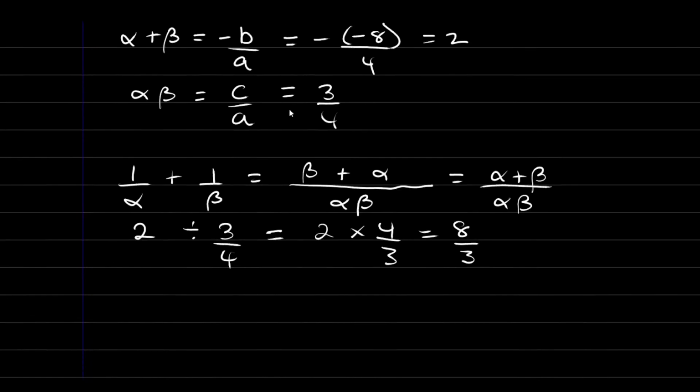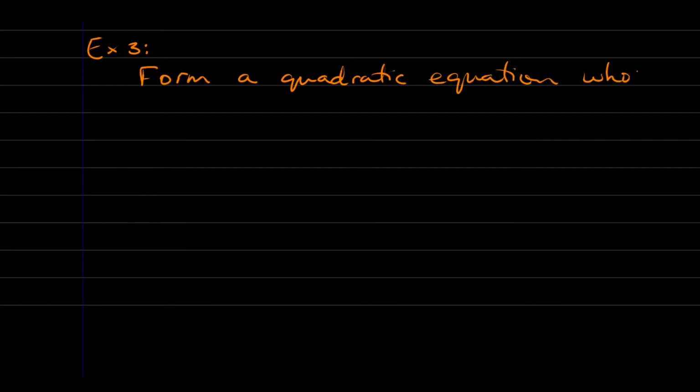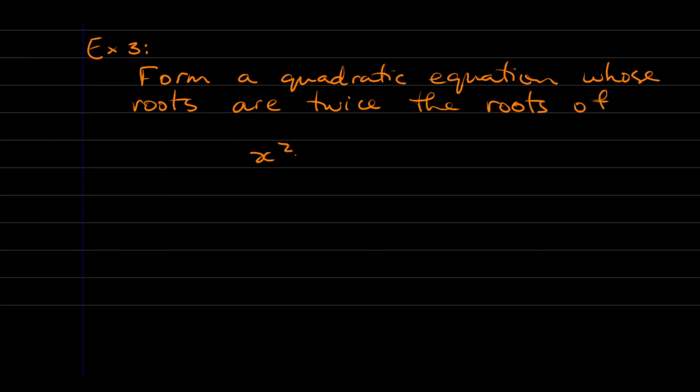Okay. And then finally, I'm going to do a last one. Example 3. Form a quadratic equation whose roots are twice the roots of x squared minus 3x plus 2 equals 0.